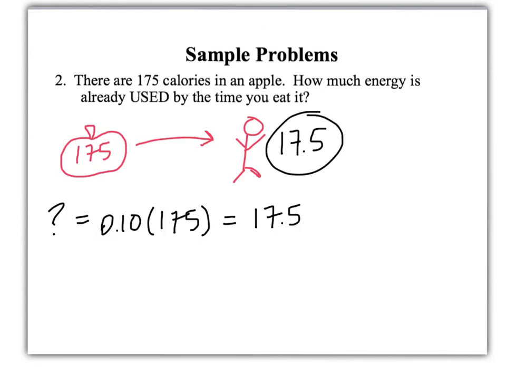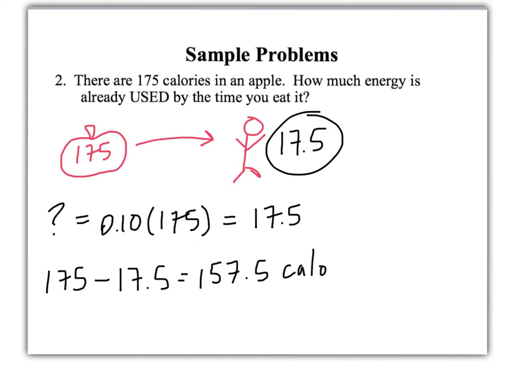And that's because the apple used some of those calories. How do we find out how many calories the apple used? Well, we take what the apple started with, we subtract the calories you got, and that equals the number of calories the apple actually used. Now, how do we figure that out? On the calculator, 175 minus 17.5 equals 157.5 calories. So that was what the apple used up for growth, for reproduction, for photosynthesis, before you even got to eat it.